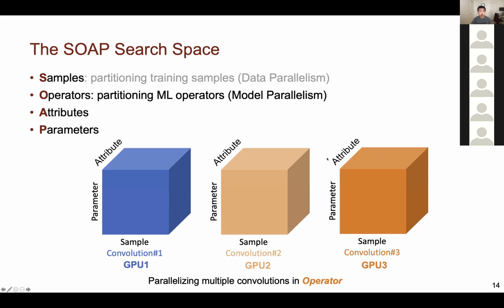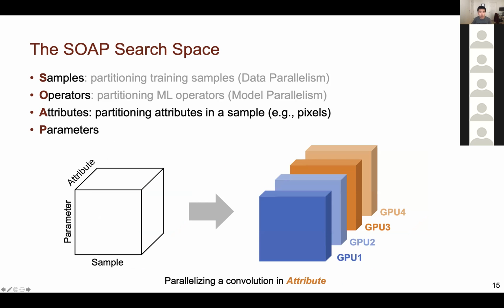And the second dimension is called the operator dimension, which considers partitioning ML operators across devices. This is also called the model parallel dimension in existing frameworks. The idea is that we can assign the entire computation of different operators onto different GPU devices and run these operators in parallel, as long as there are no dependencies between them. And the next two dimensions are the new dimensions we created in FlexFlow that haven't been well supported in previous frameworks. And this is also where the magic happens.